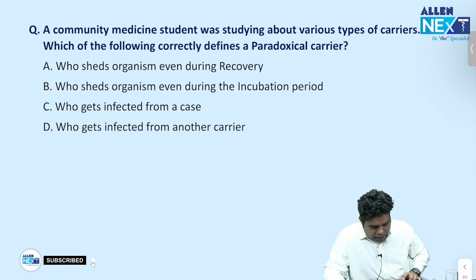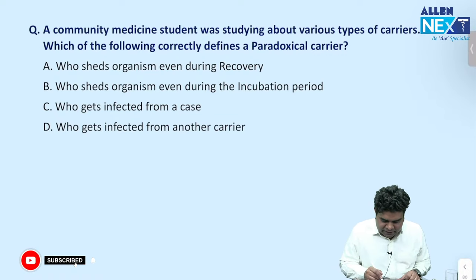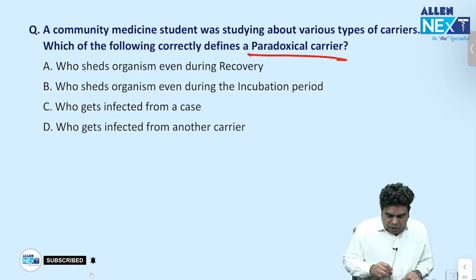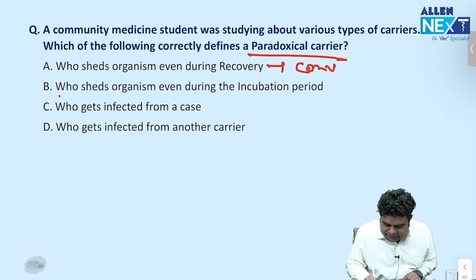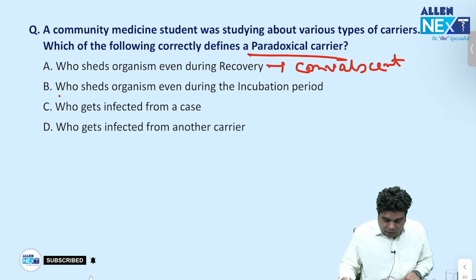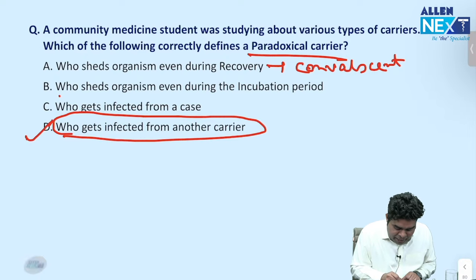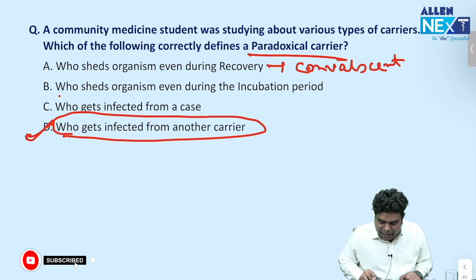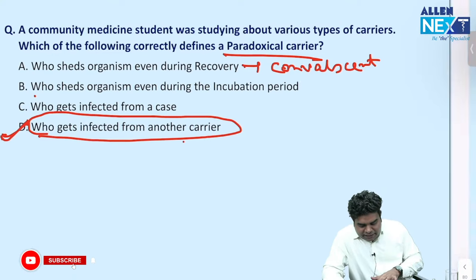Okay. Now, a community medicine student like me was talking about various types of carriers. Oh, we have discussed it. What is a paradoxical carrier? Who said organism during recovery is convalescent. As I said, during recovery, that is a convalescent carrier. An organism that gets infected from another carrier, that is paradoxical. So paradoxical is another carrier and recovery is convalescent.